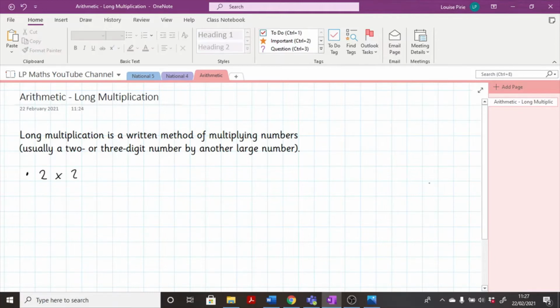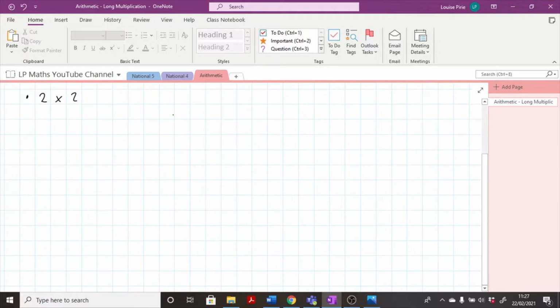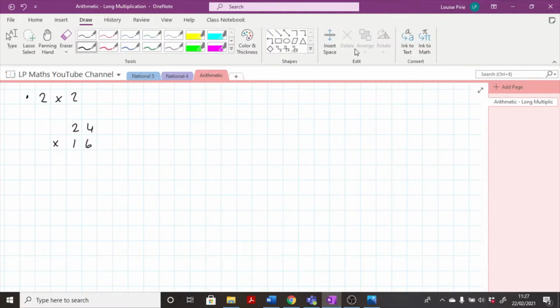Okay, so that is basically a number with a tens digit multiplied by another number which has a tens digit in it. So we're going to have 24 multiplied by 16. Now first stage is to multiply your top number, which in this case is 24, by the digit of the bottom number which is in the units column. So that in this case is 6.